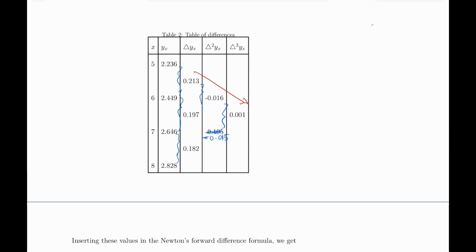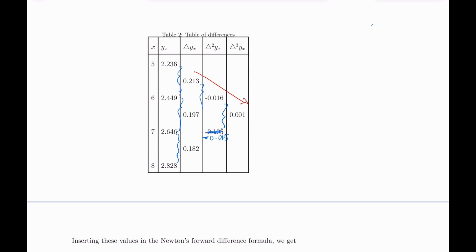In the first column we have the arguments 5, 6, 7 and 8. In the second column we have the corresponding entries. For 5 this is 2.236, for 6 this is 2.449, for 7 this is 2.646 and for 8 this is 2.828. Now the first order difference. The difference of this and this is 0.213. The difference of 2.646 and 2.449 is 0.197. The difference of 2.828 and 2.646 is 0.182.